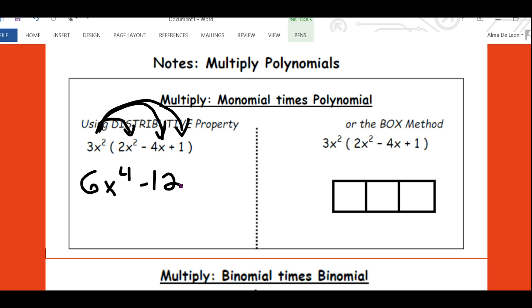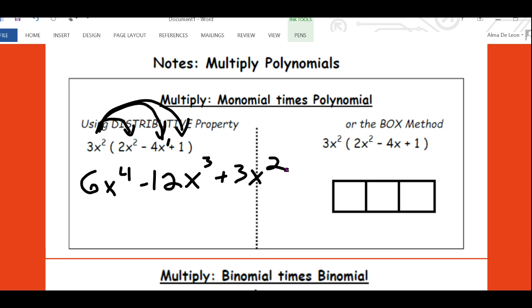And x squared times x, remember there's an invisible 1, I am multiplying a total of 3 x's together because 2 plus 1 is 3. Remember, when you multiply, you add the exponents. And then finally, 3x squared times 1 is just 3x squared. And so here I have it. I multiplied a monomial times a trinomial, and that is my answer.